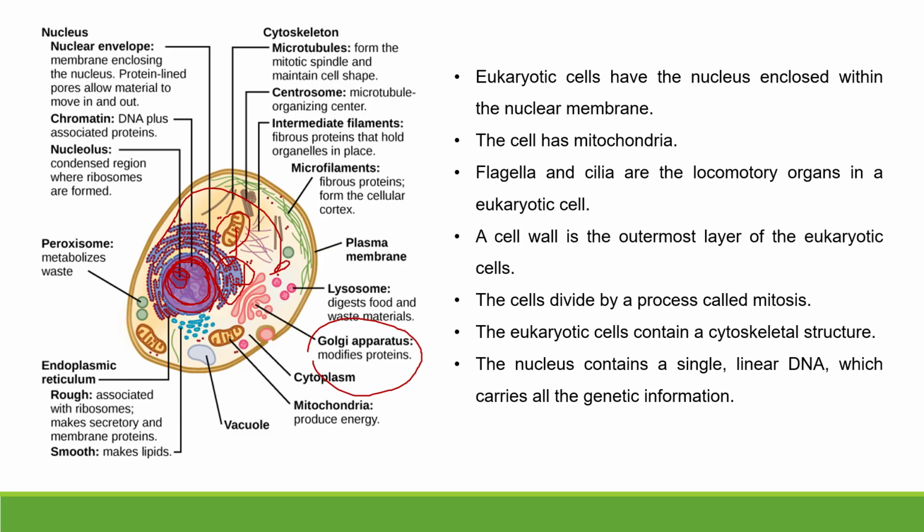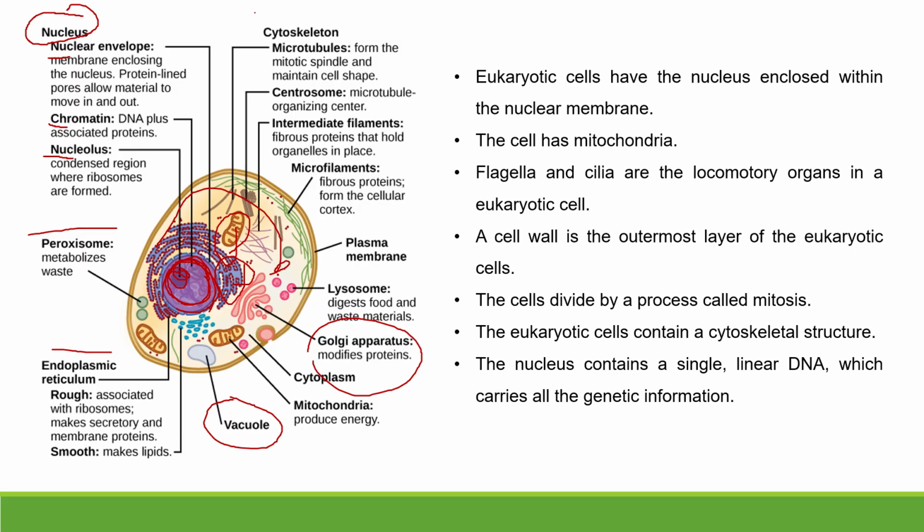And let me explain again. Here you can see the nucleus, and the nucleus has a nuclear envelope, and the chromatin is present, which is associated with proteins. And the nucleolus is the condensed region where ribosomes are formed, and the peroxisome, which metabolizes the waste, and the endoplasmic reticulum, smooth and even the rough. Cytoplasm is here, and the vacuole, these are the suicidal bags.